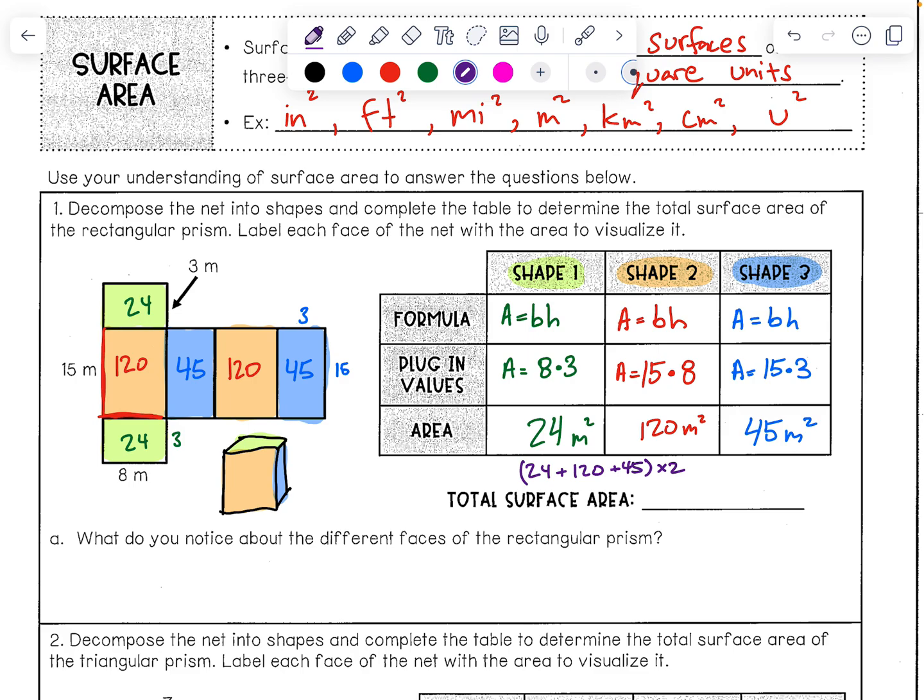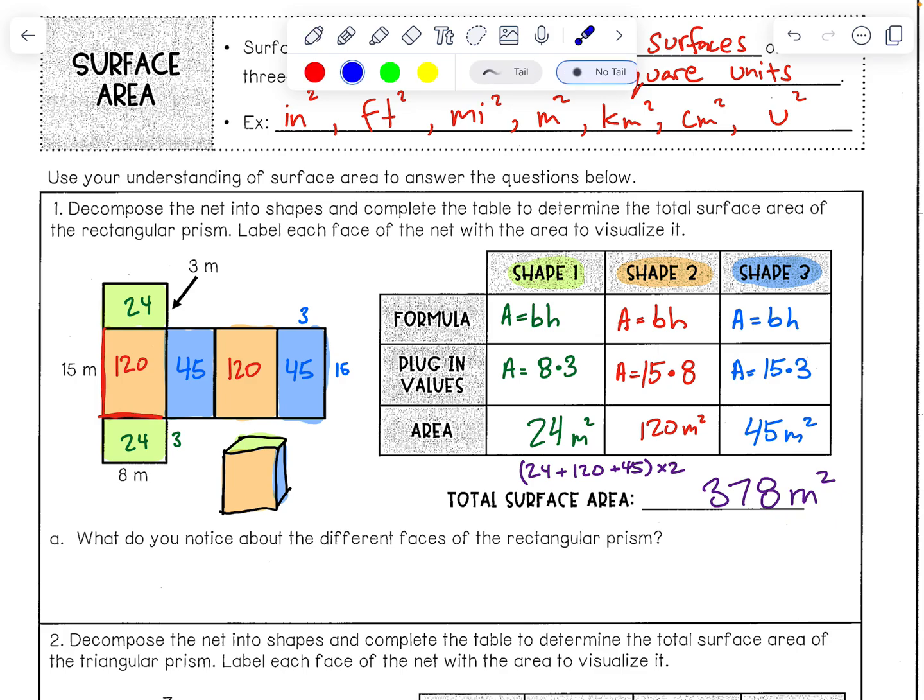24 plus 120, in my head, that's 144. Plus another 45, that is 189, I think this is. Better use my calculator just to check. Yep, 189. If I double that, I end up with 378. And remember, we do have to include our units, so that is going to be meters square.